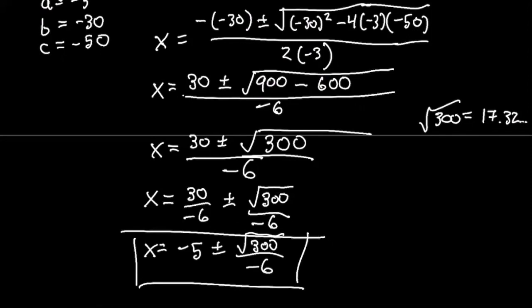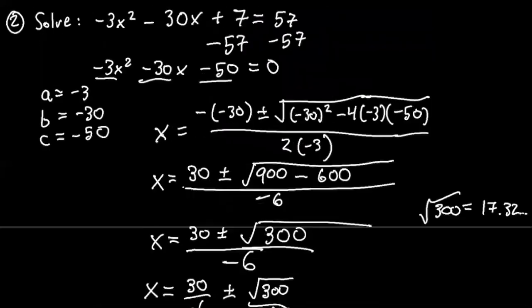Negative 5, and we have two answers here because we have the plus or minus. So negative 5 plus square root of 300 divided by negative 6, or negative 5 minus square root of 300 divided by negative 6. Those are our two solutions. For this class, we would say that this is our simplified solution. So if you can, try and divide the first term by that denominator.